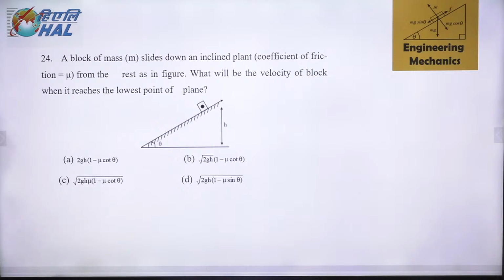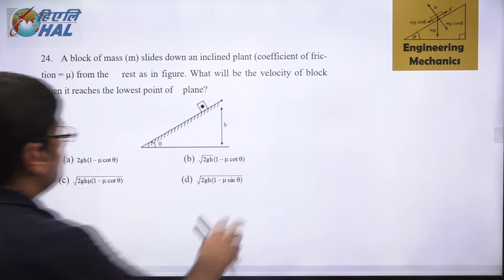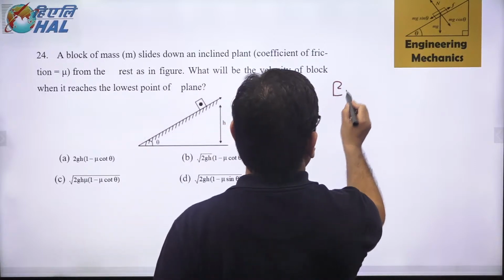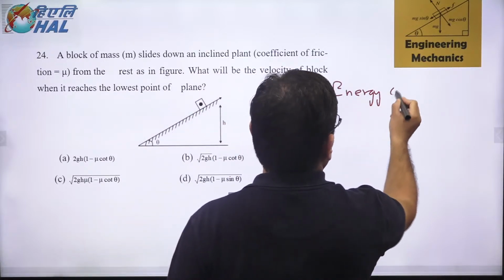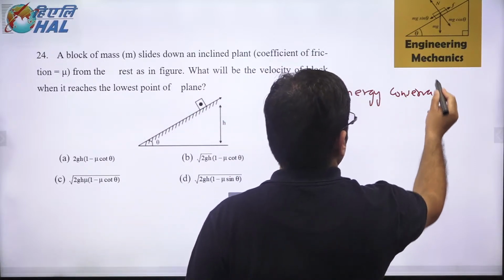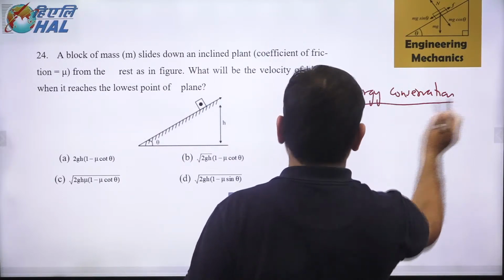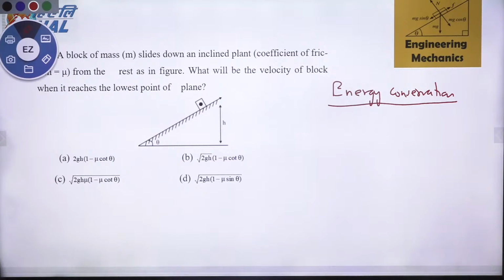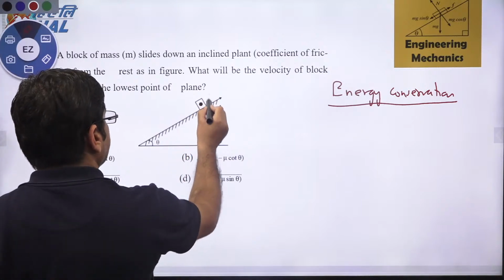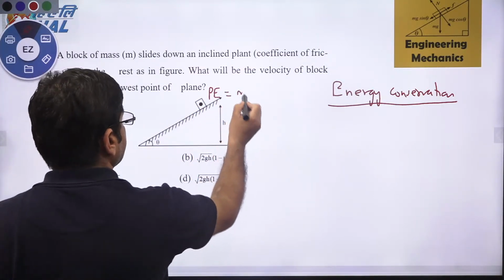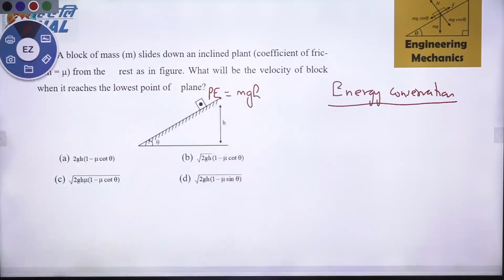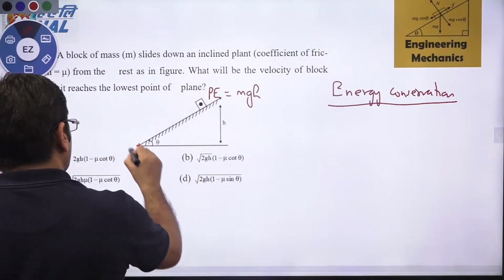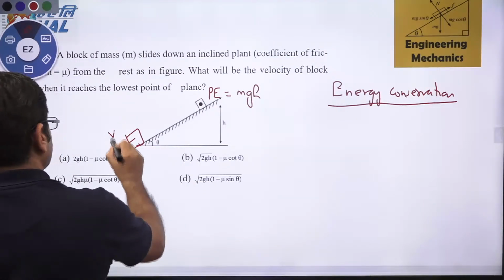What concept shall you use? We can use the concept of energy conservation in this. What is that concept? It has potential energy at this point. Any idea what the potential energy is? mg into h. That entire potential energy gets converted into, let us say, here the velocity is v.